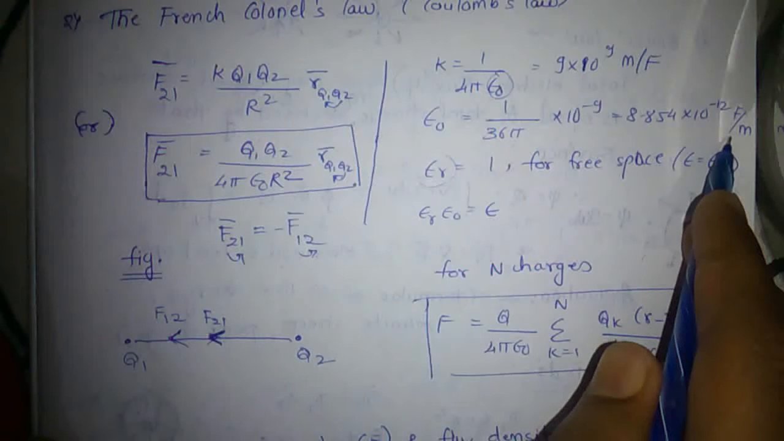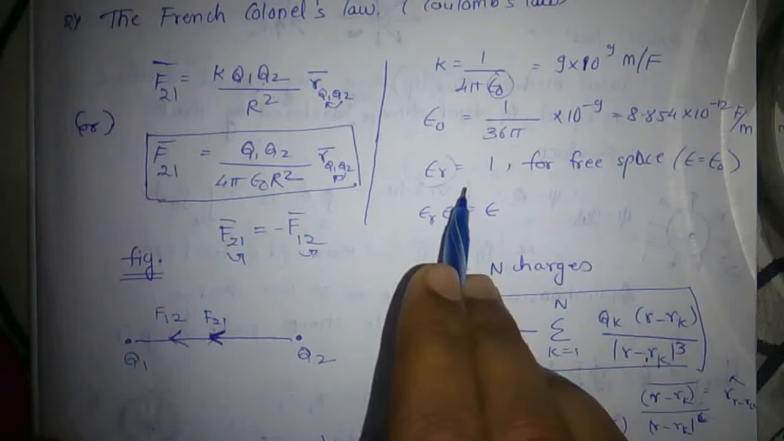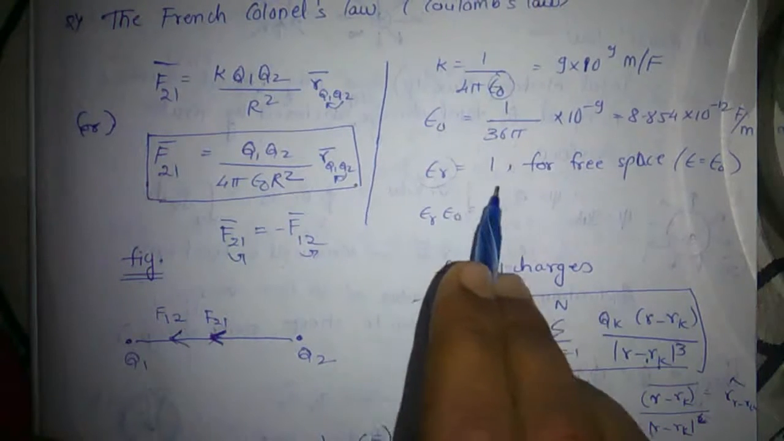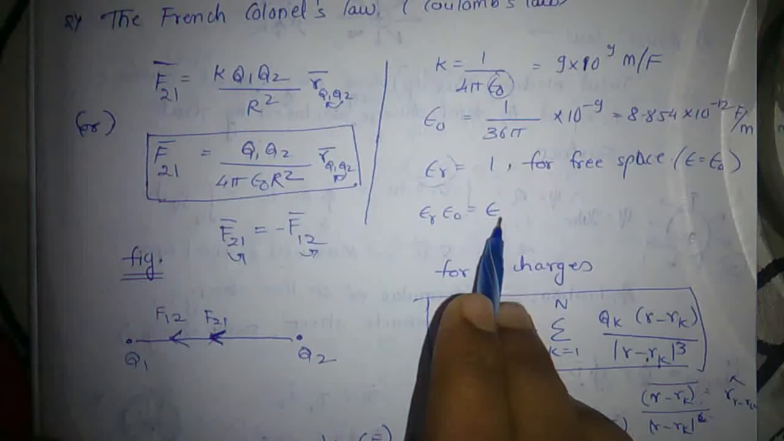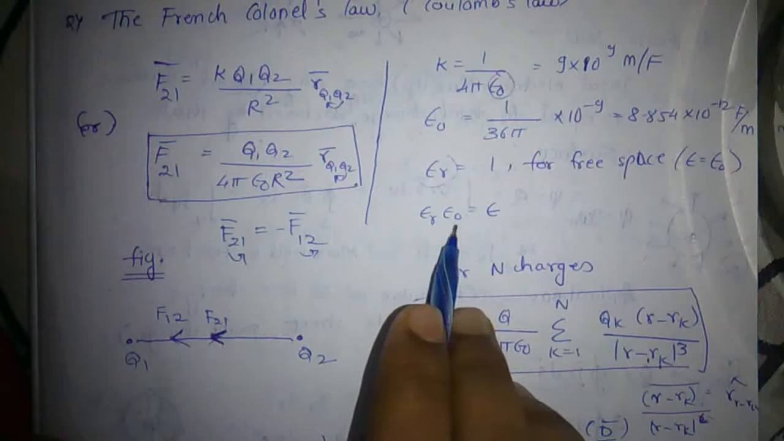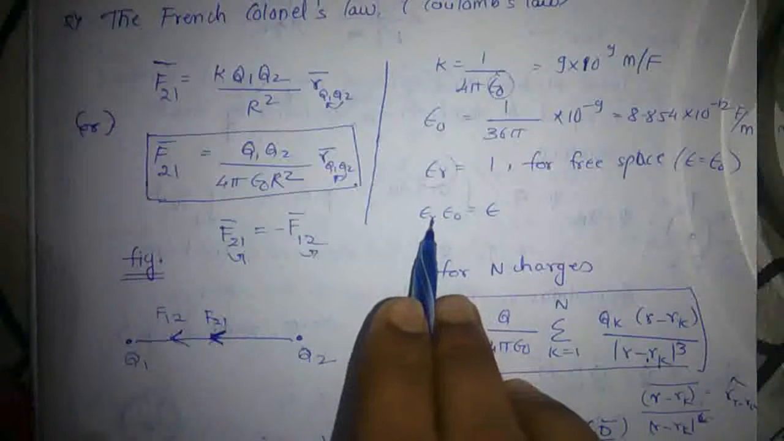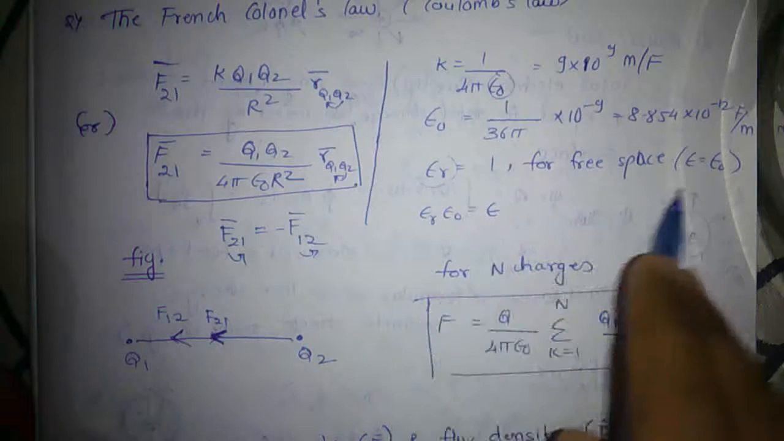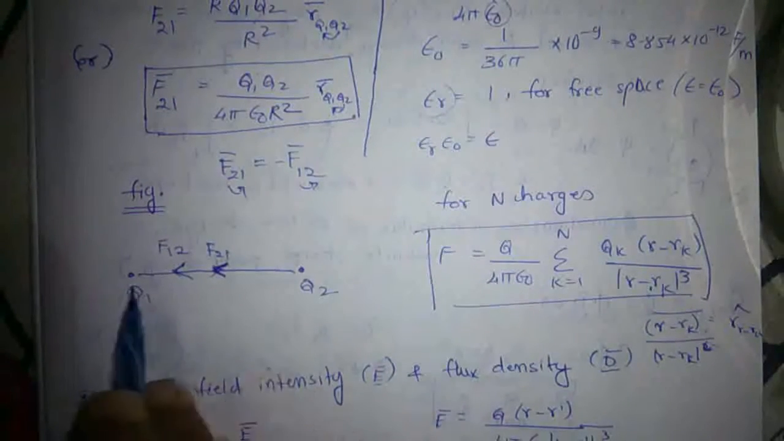Let me tell you one thing, that the unit is very important in any of the physical quantities, right? Epsilon r is nothing but the relative permittivity of any material medium. For free space or air or vacuum, it is 1, right? Therefore, the epsilon, which is the permittivity of the medium or the material medium, is relative permittivity multiplied by the permittivity of free space, air or vacuum. In this case, epsilon r is 1. Therefore, epsilon naught will be equal to epsilon. Right? Now, this is the figure regarding it.